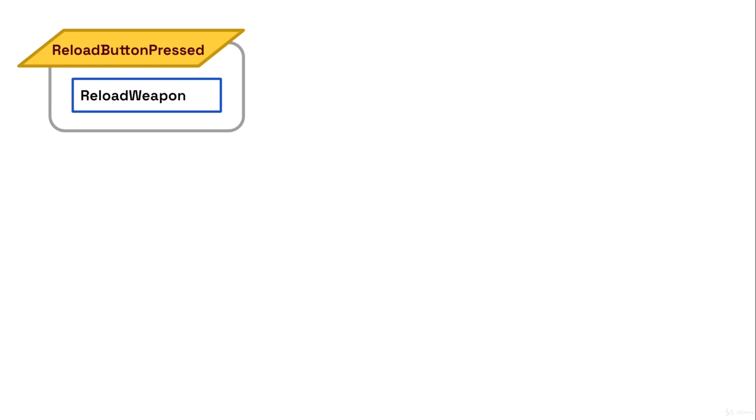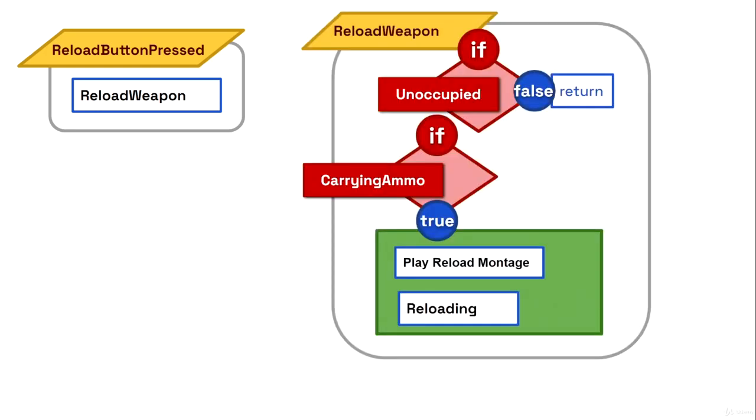We're going to call that ReloadButtonPressed, and that is simply going to call a function called ReloadWeapon. So what is ReloadWeapon going to look like? Well, here's a plan that shows an implementation we could create. In ReloadWeapon, we could simply see if our combat state is unoccupied. If we're not unoccupied, we're not in a state where we can reload the weapon, so we can simply return and do nothing. But if we are unoccupied, if we're not doing anything like waiting for the fire timer to finish, then we can check to see if we're carrying ammo on our character.